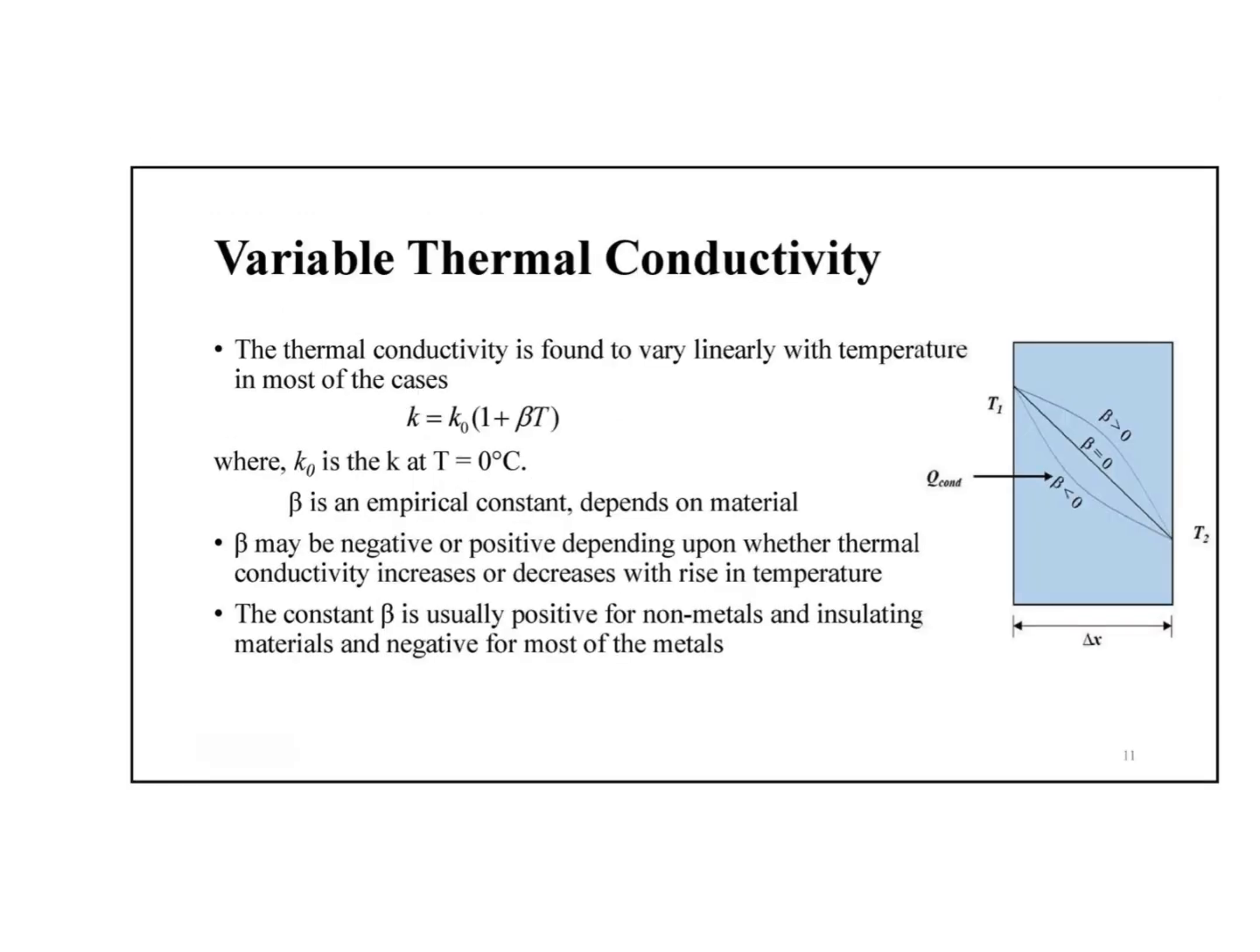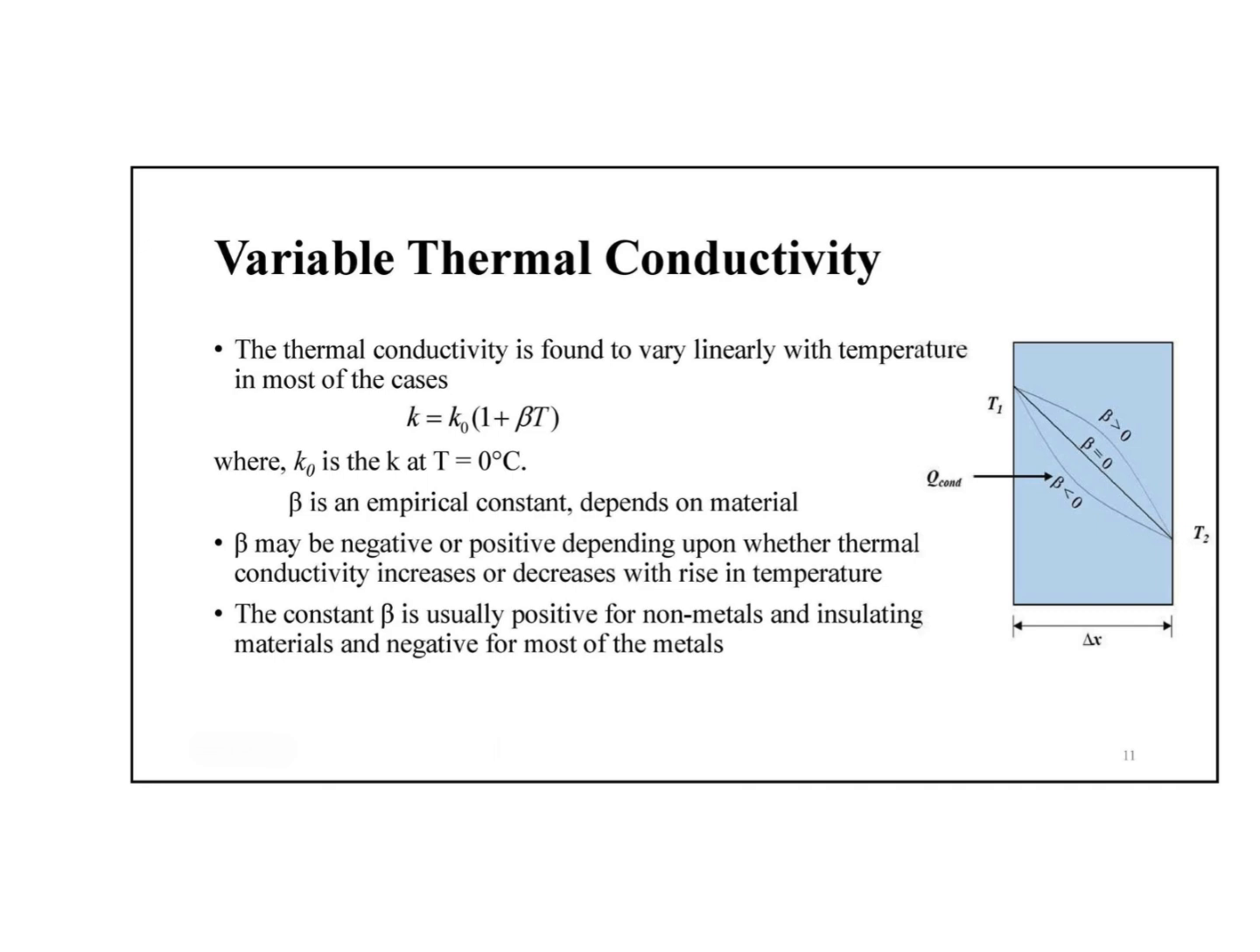Moving to next slide. Variable thermal conductivity. Thermal conductivity often varies with temperature and is given by the formula K equals K naught times (1 plus B times T). Here, B is an empirical constant and may be positive or negative. B is positive for nonmetals and insulators and negative for most metals.